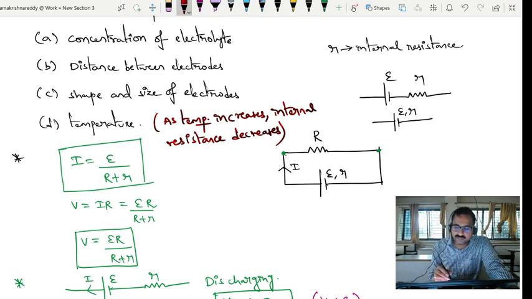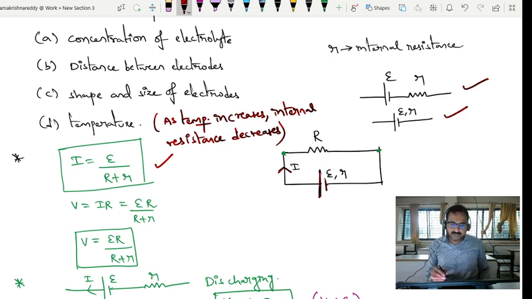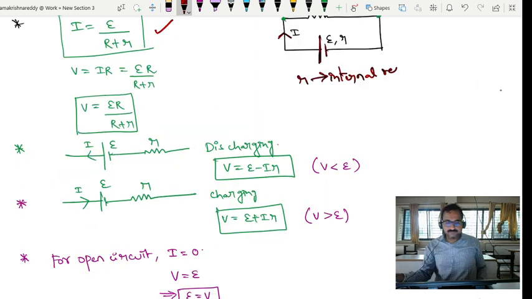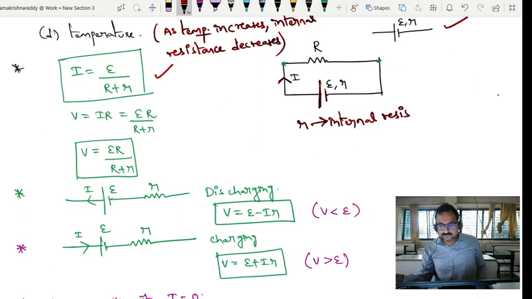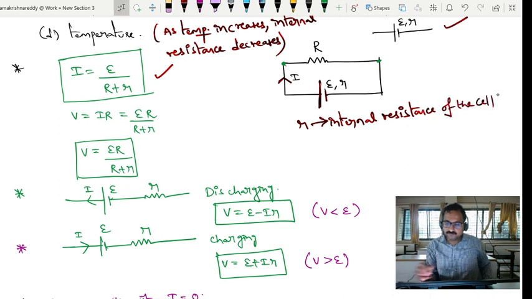Suppose you are taking one resistor connected to a cell as shown in the figure, the cell having the EMF and internal resistance; we can write it in this way or in this way, both are correct. Then what is the current flowing through the circuit? Total EMF by total resistance in the circuit. I is equal to E divided by the total resistance: external resistance as well as internal resistance. What is small r indicating here? Internal resistance of the cell. I is equal to E divided by R plus r.